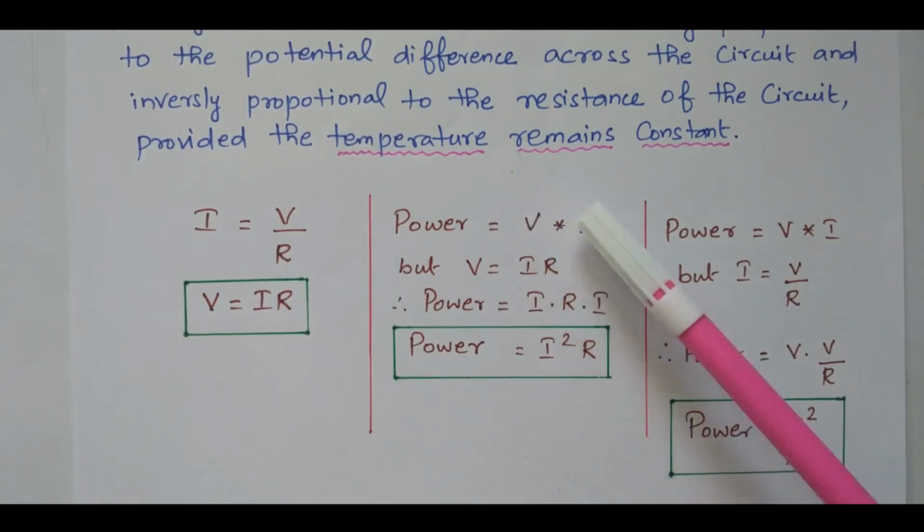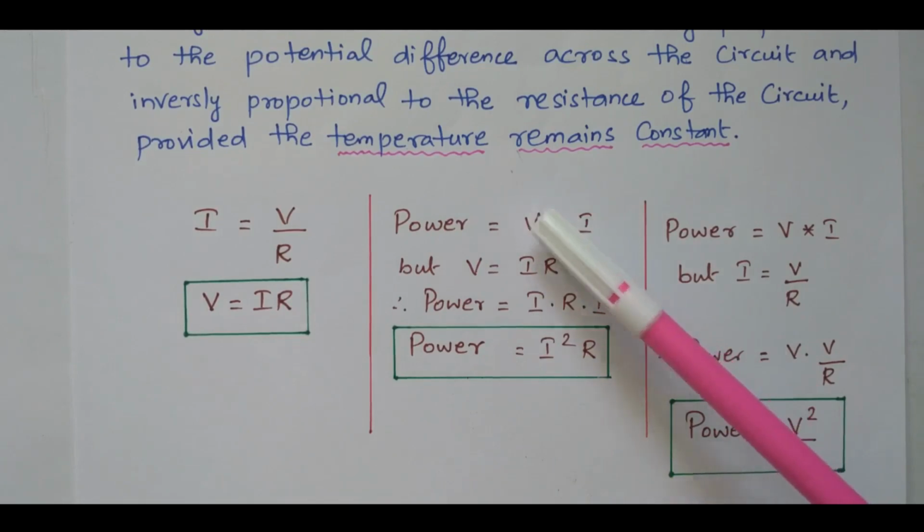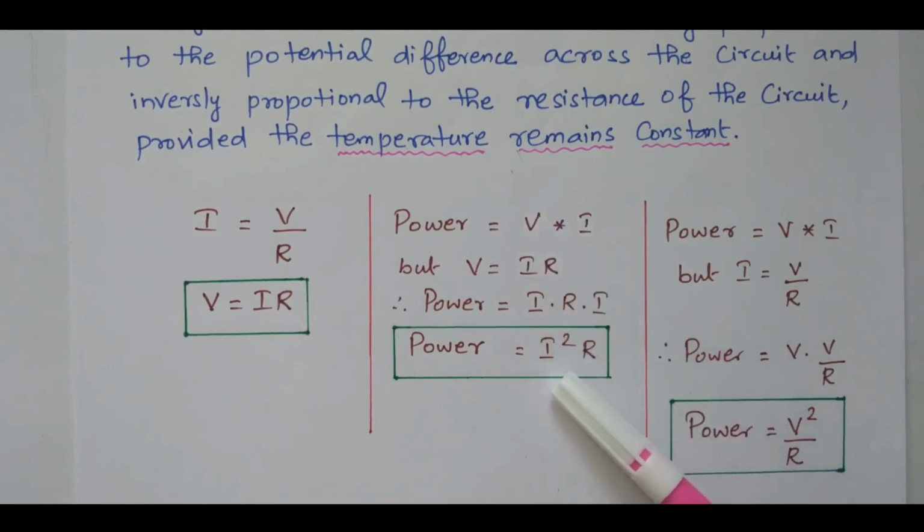The general formula is V into I. The V is substituted with IR. So what did we get? I square R. So the power in terms of current is nothing but I square R. Generally it is called a power loss, because the loss depends upon the current, so this term is normally referred to as power loss.